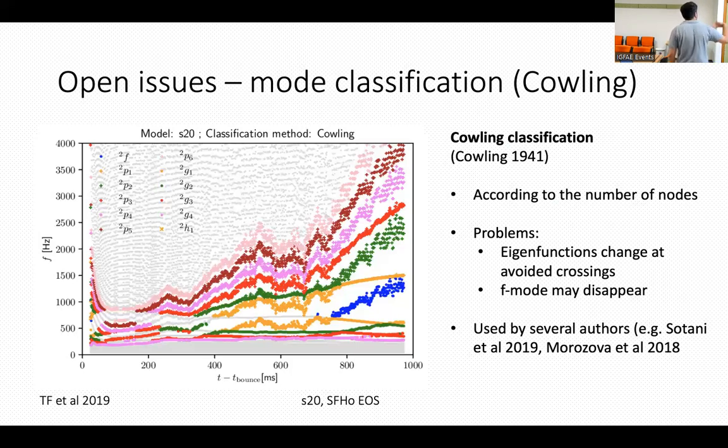But other authors like Sotani and Morozov, essentially two groups that are working in this kind of analysis, use this kind of classification because it's the easy one. I mean, you don't have to do any special thing. You just get your functions, compute the number of crossings by zero, put the numbers there, and you have a trace, a classification of the modes. You can say, okay, give me the red one, and you will get the one with 2 nodes, and you will have the evolution.